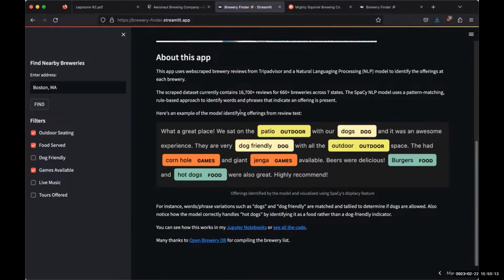So you can see in this image here, this is an example review text, and the model is able to match on words like patio, outdoor, and other words like outside to indicate whether or not outdoor seating is available. Similarly, it's matching on words like dog and dog friendly to indicate whether or not dogs are allowed. And lastly, the model is also able to handle special cases like the word hot dogs, where we can see here, the model is able to identify it as a food indicator rather than a dog-friendly indicator.